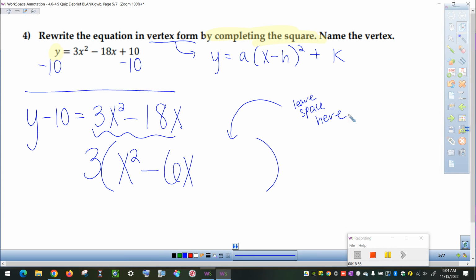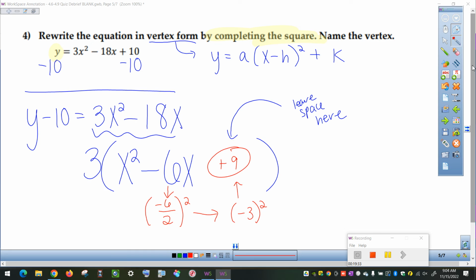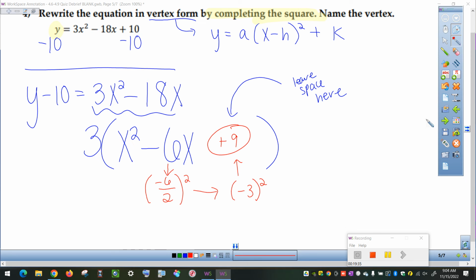We're going to add a number onto the end that makes it a perfect square trinomial. All right, just like we did on the other problem on the front side, we're going to show all of our steps here for completing the square. So now it's going to be negative 6 divided by 2 squared. Well, negative 6 divided by 2 is negative 3. And negative 3 squared is positive 9.